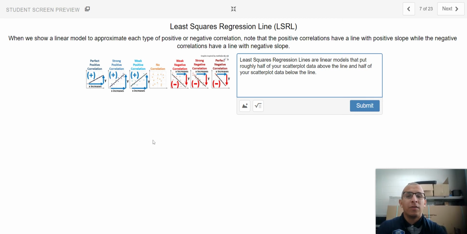For now, the main thing that I'd like you to remember is when we say that two quantitative variables have a positive correlation, the least square regression line has a positive slope. And when we say that there is a negative correlation, the data seemingly has a least square regression line with a negative slope.